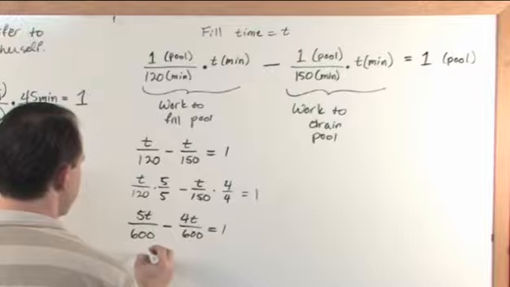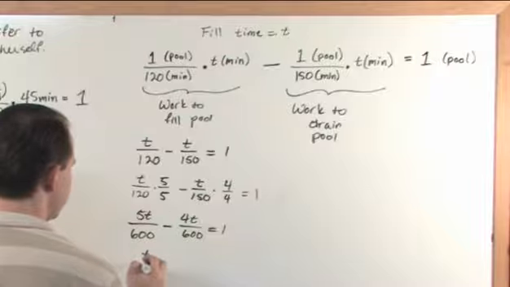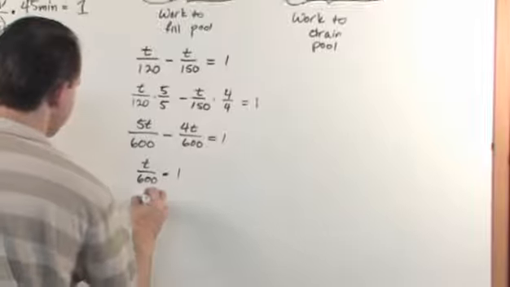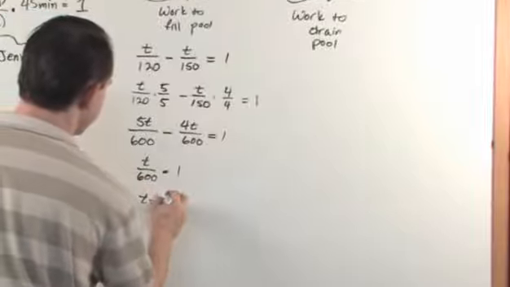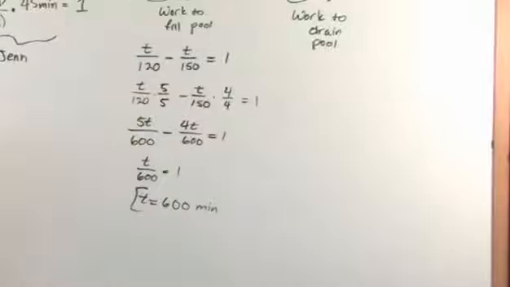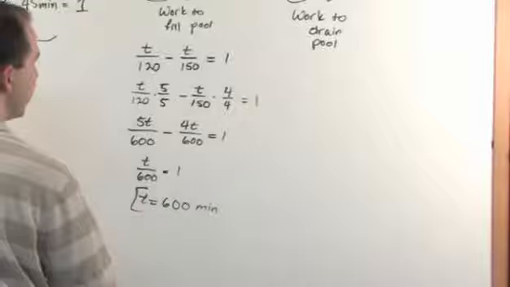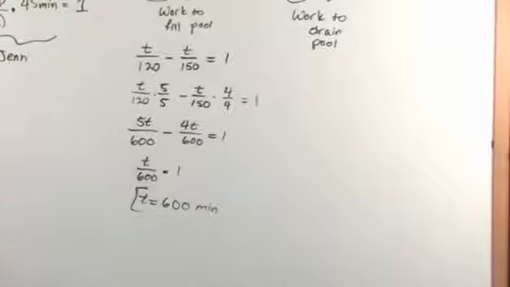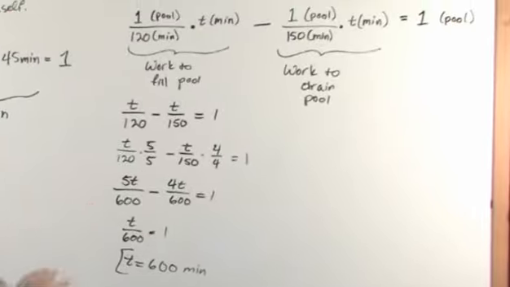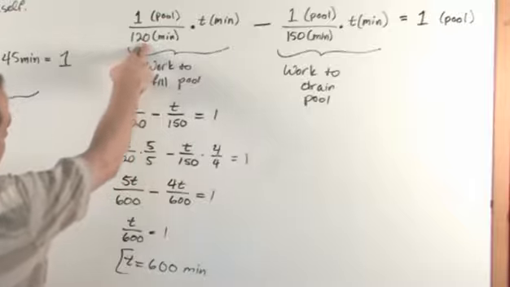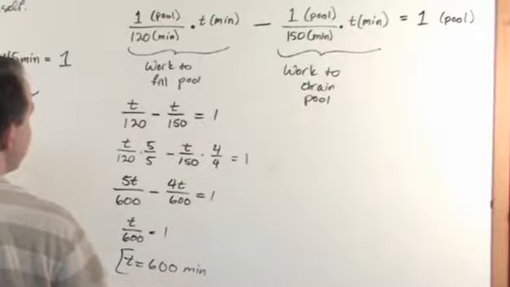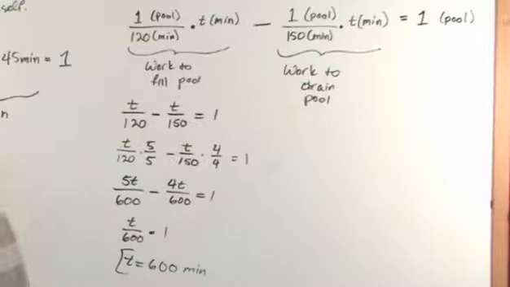So 5t minus 4t is t, just 1t, over 600 equals 1. So then t is going to be, multiply both sides by 600, 600 minutes. And 600 minutes is 10 hours, right? Because there's 60 minutes in an hour. So that's 10 hours. So you can see it takes a long time. When you look at this, you can fill the pool in 120 minutes, okay? But because you're losing so much water out of the bottom, it actually takes you 600 minutes to fill the pool. So that's how you do that kind of problem.